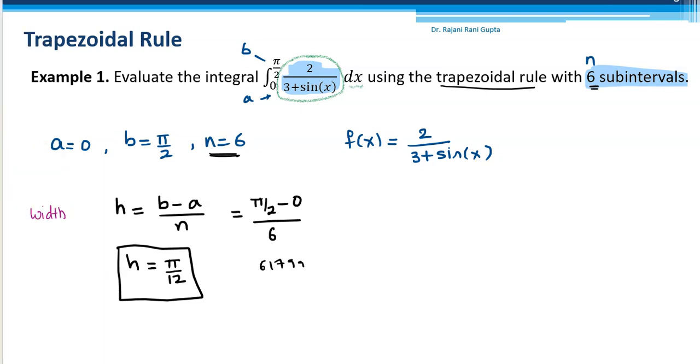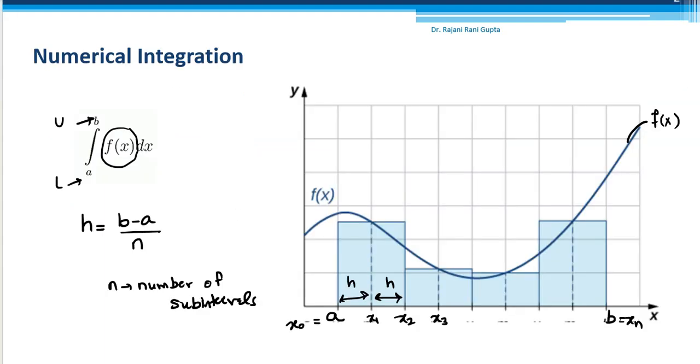Now what is the next step? We have to divide it into subintervals. We should know, if we are starting from 0 here, and this is pi by 2, what are the values of x1, x2, x3? How do we find it? We have this initial point 0. h is pi by 12, so this distance will be pi by 12. Similarly, this is pi by 12. Then h is again pi by 12. So pi by 12 plus pi by 12 gives you 2 pi by 12.